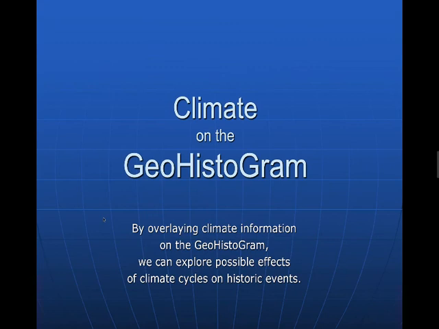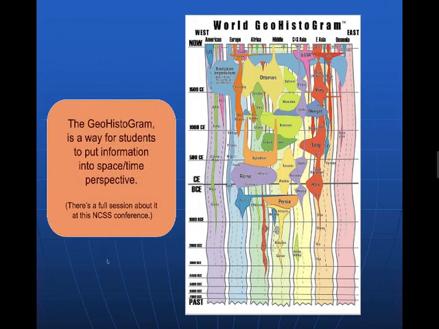So, the geohistogram is a graphic organizer that helps students put historic events into their time-space perspective. By overlaying climate information on this geohistogram, we can explore the possible effects of climate cycles on historic events. Like we said, it's a graphic organizer, and we've made an electronic version of it. The website will tell you about that. In fact, there's a whole session about it at this NCSS conference later on, so you might want to go look at that one.